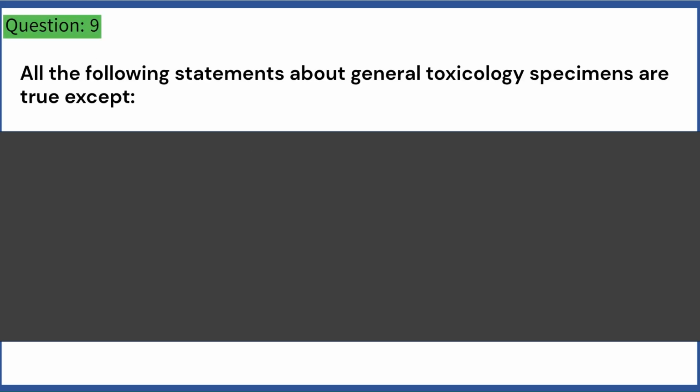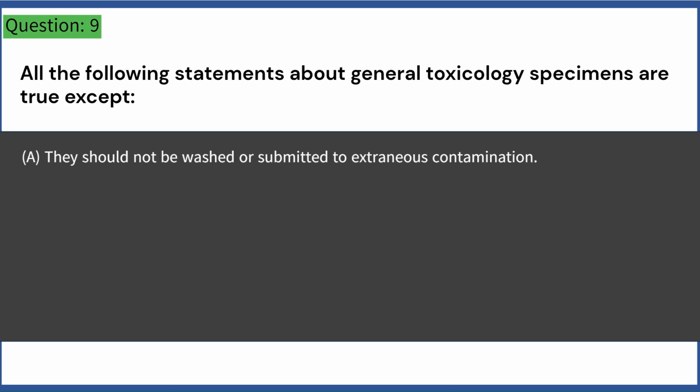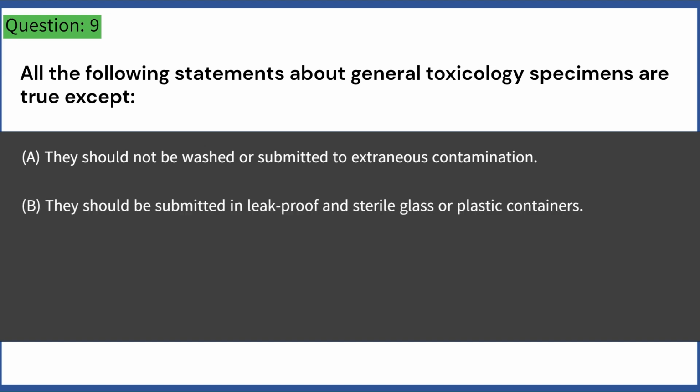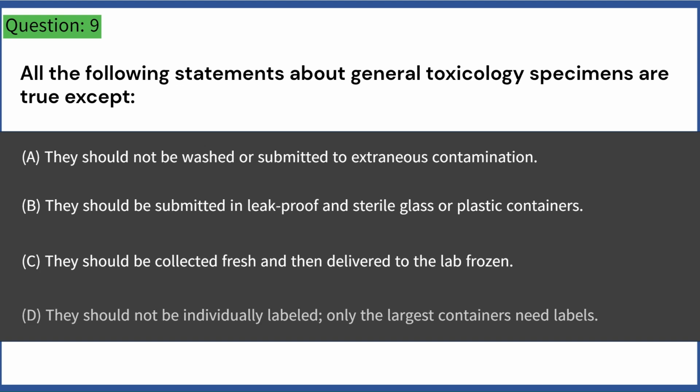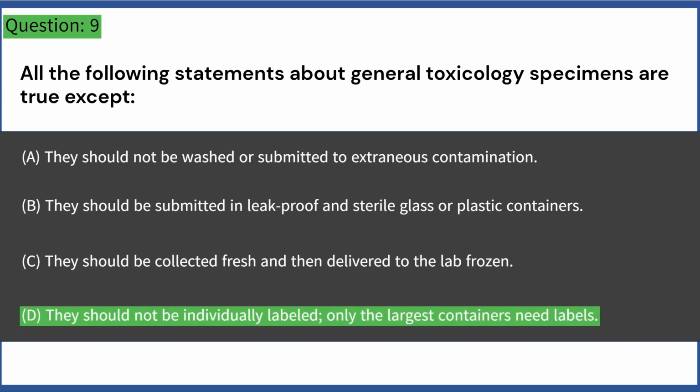All the following statements about general toxicology specimens are true except A. They should not be washed or submitted to extraneous contamination. B. They should be submitted in leak-proof and sterile glass or plastic containers. C. They should be collected fresh and then delivered to the lab frozen. D. They should not be individually labeled, only the largest containers need labels. Answer: D. They should not be individually labeled, only the largest containers need labels.